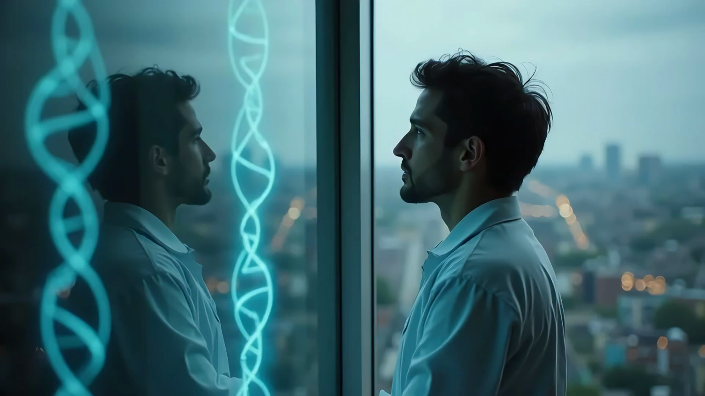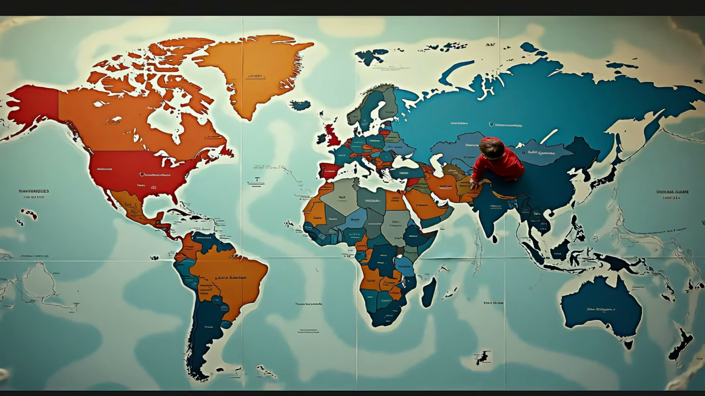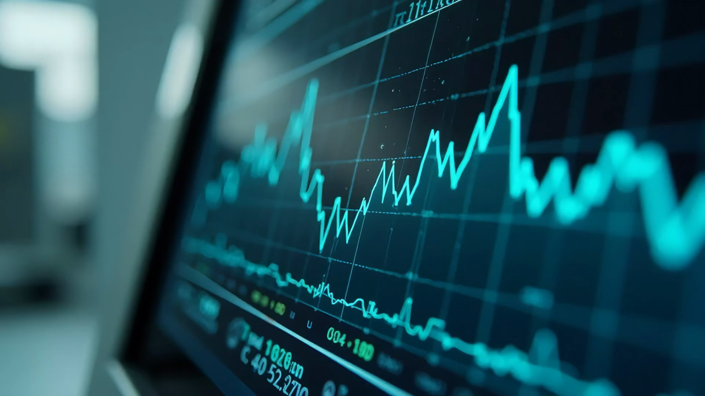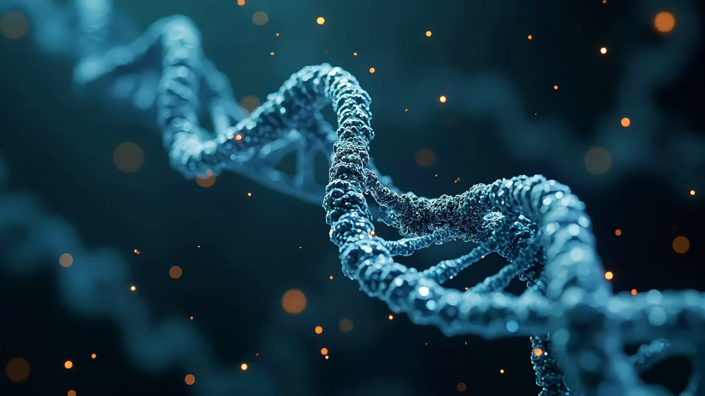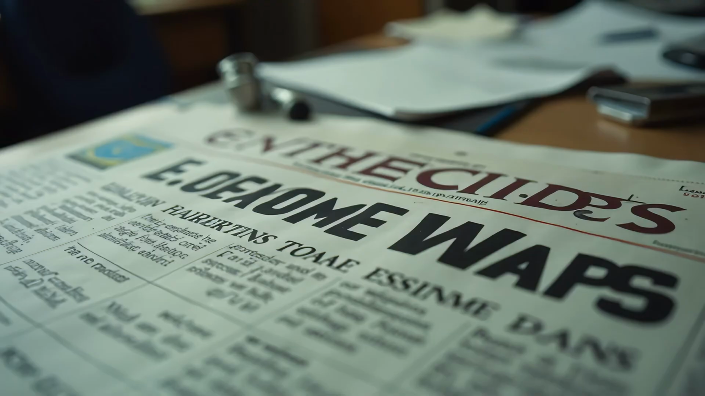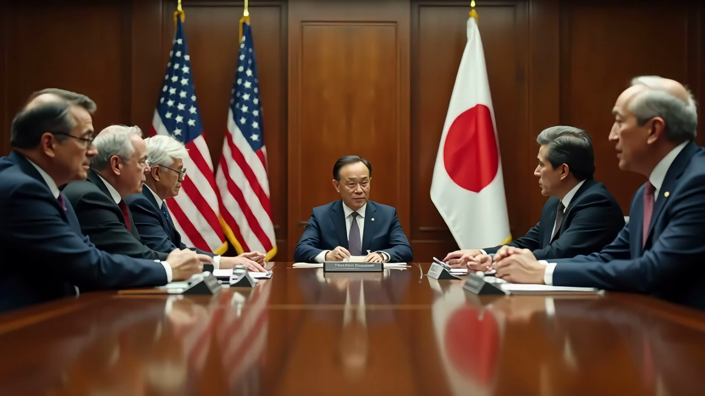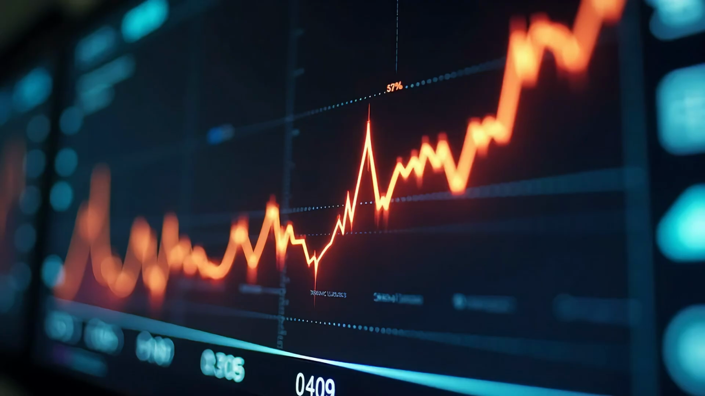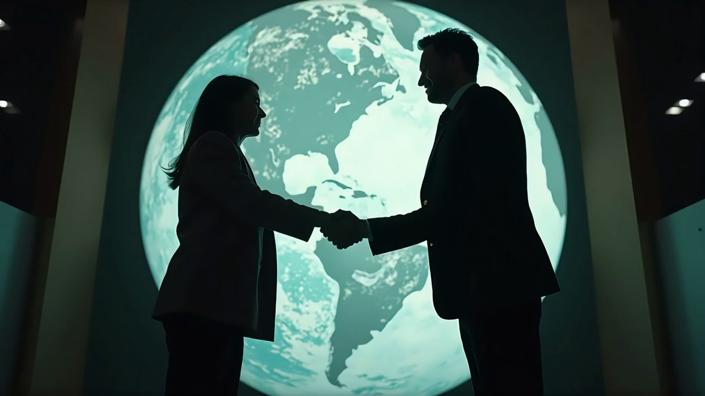Scientific and economic objectives. The conflicts extended beyond technical aspects to include economic and political goals. Major nations like the United States and Japan were vying for scientific and economic dominance by controlling this vital information.